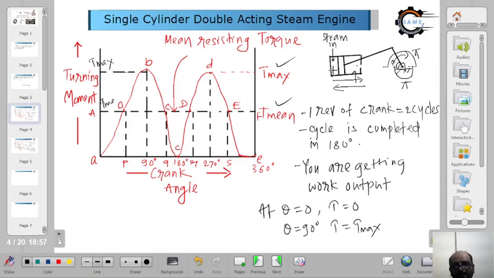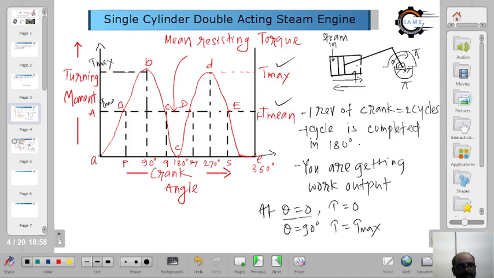Okay, see, one revolution of the crank is two cycles, right? One cycle is completed in 180 degrees, means this is one cycle from here to here, the piston's movement from top dead center to bottom dead center. Here is how the turning moment diagram looks. When theta is equal to 0, the turning moment is 0 at this place. On this axis I represented the turning moment, and on this axis it is theta, the crank angle. You understood this? And this is how it is working.